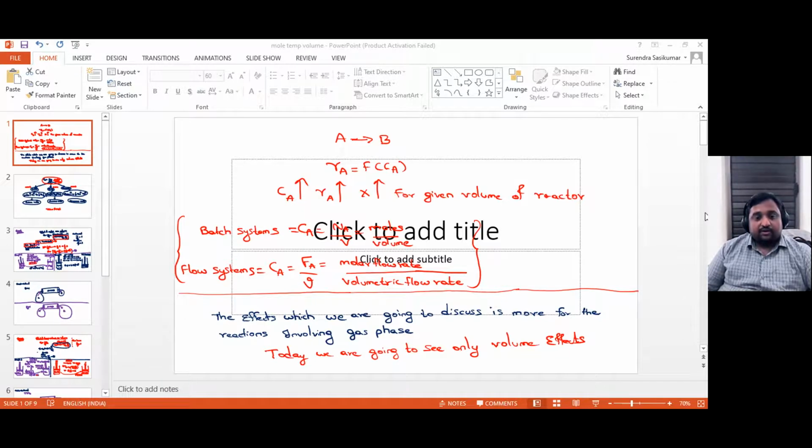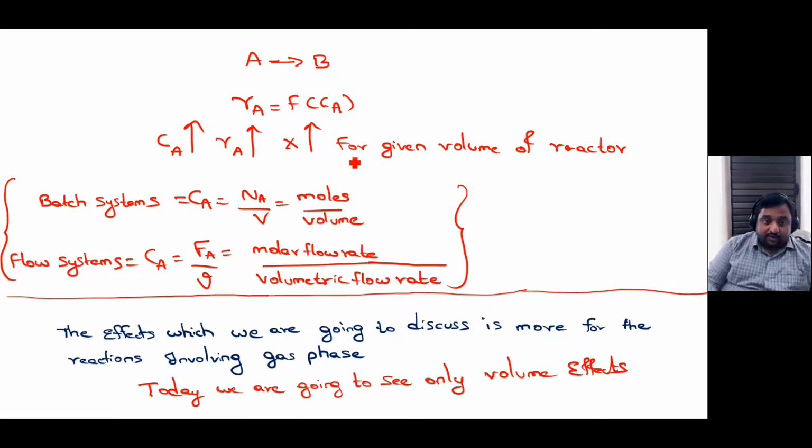Today we are going to learn about the effect of the different parameters on the concentration, which will in turn affect the rate of reaction and conversion for a given volume of any reactor. So let us go into the PPT. Let me start the video with the result.